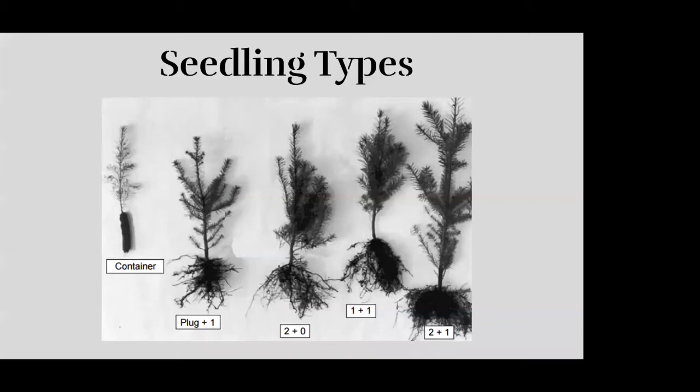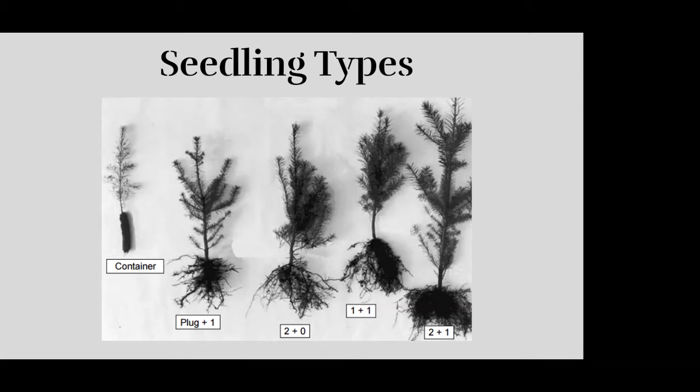A little bit about seedling types. Your stock type is equal to the number of years in the seed bed and then the number of years in your transplant bed. So for example, we have a 1-1 here. That means 1 year is in the seed bed and 1 year is in your transplant bed.